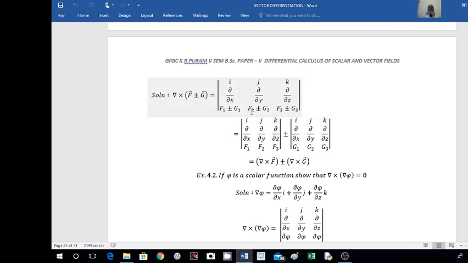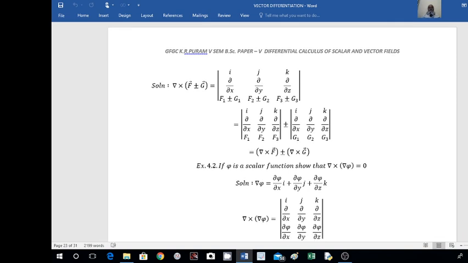Then we can write this as one determinant as first two rows as it is. In the third row we write f1, f2, f3 plus or minus. Again retaining the first two rows as it is. And in the third row we write this g1, g2, g3. This is the property of the determinant. Now the first determinant is nothing but del cross f plus or minus. Second determinant is nothing but del cross of g, which is the result.